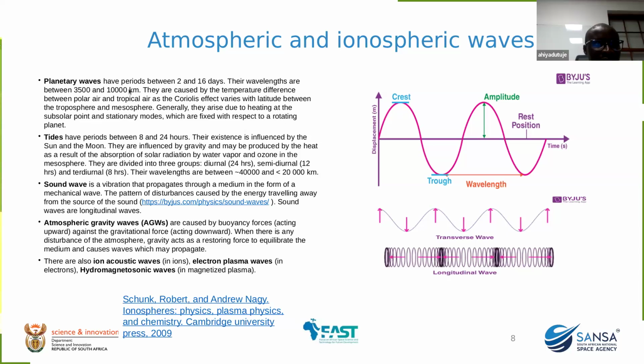Their wavelengths are between 3,500 and 10,000 kilometers. They are caused by temperature difference between polar air and tropical air, as the Coriolis effect varies with latitude between the troposphere and mesosphere. Generally, those are called terrestrial weather, so how the weather behaves, the temperature, pressure, everything. When there is a corotating effect, that's where you have those planetary waves, which are very long in terms of period. You have to wait half a month to get the next crest.